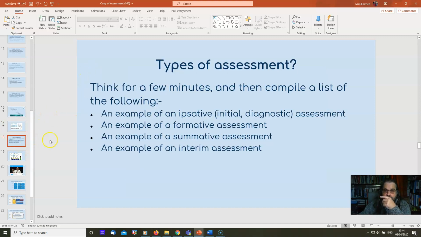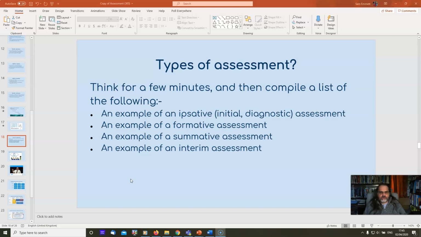Right. So, types of assessment. Now, we would have done an activity in the online session. So, what I'd like you to try to do is think for a couple of minutes, compile a list of the following. An example of ipsative, initial or diagnostic assessment. An example of formative, example of summative, and an example of an interim assessment. I would just pause this video for a little bit whilst you do that, and then restart when you're ready. Okay, well hopefully you've got a few of those.